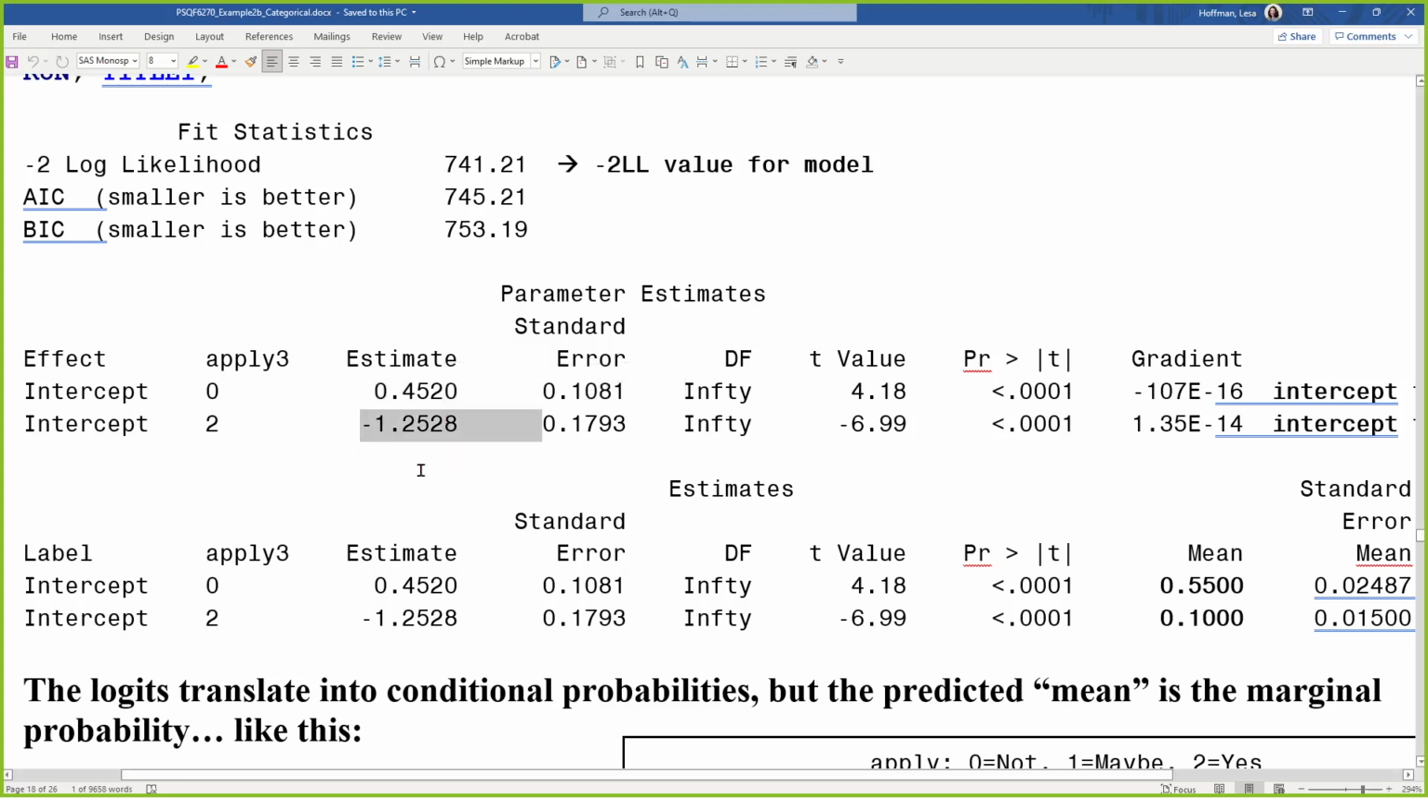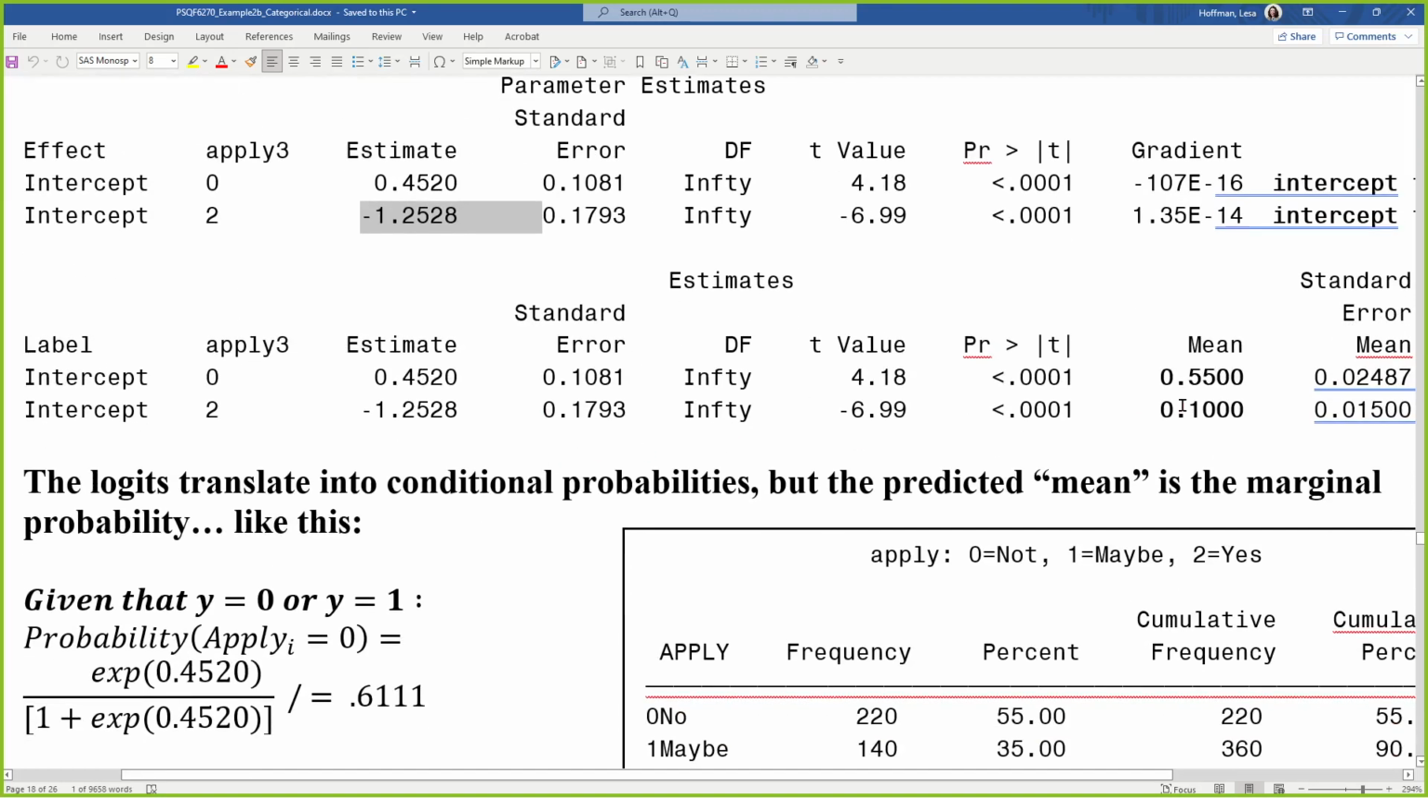Likewise, this logit of minus 1.2 is, given that you chose 1 or 2, the logit of choosing 2 instead of 1. So then the predicted probabilities are bringing back in the answer choices that were ignored to become marginal rather than conditional.